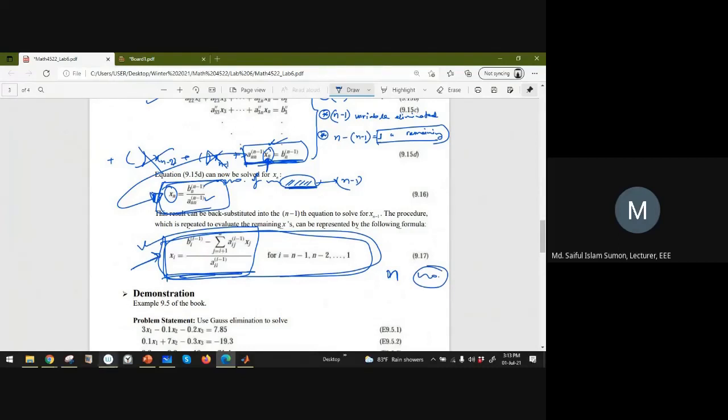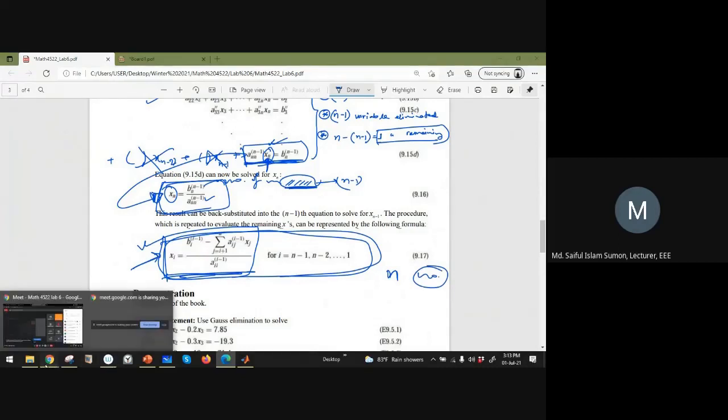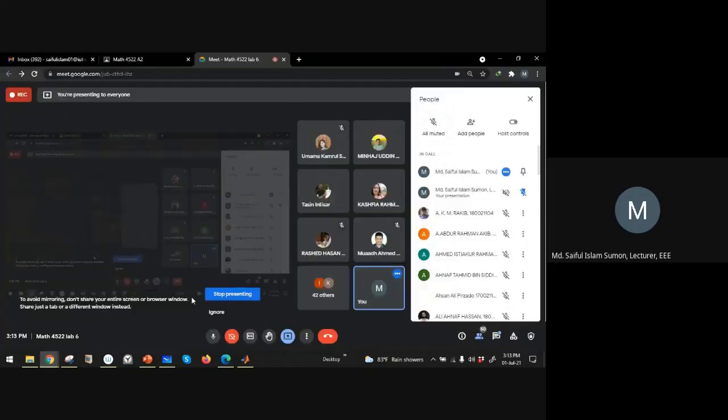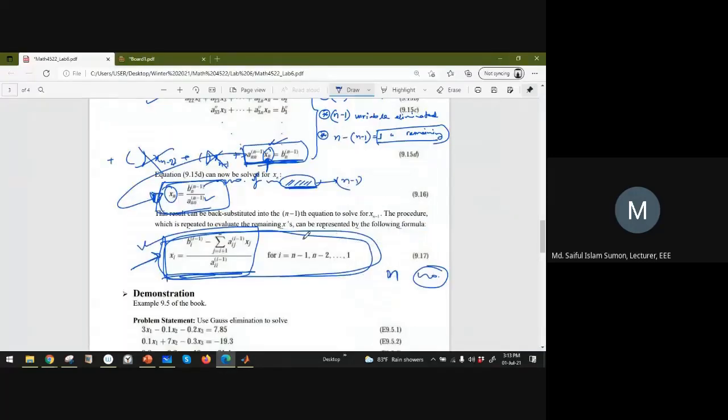Up to now, are you okay? Yes, sir. Alhamdulillah. If you cannot relate between them, just think by yourself, and later on also you will be able to understand, inshallah. So now my ultimate target was to get this equation, and I have got that one.